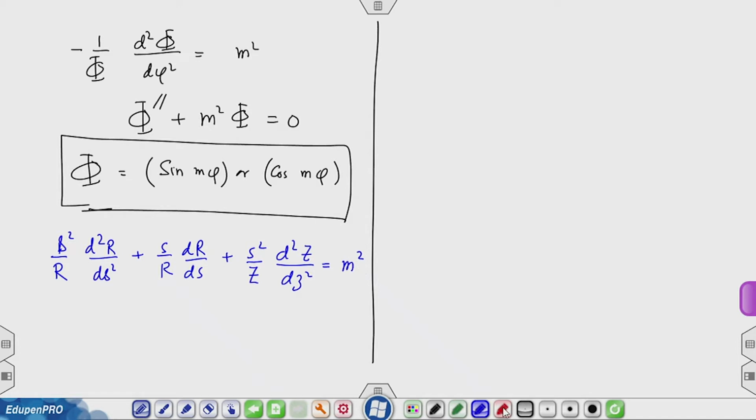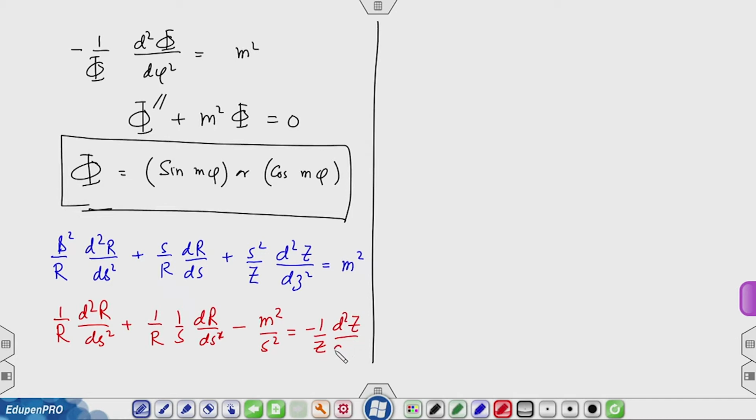I'm going to again bring s and z dependence on two sides of an equation, and therefore write this as 1 over R d2R ds square plus 1 over R 1 over s dR over ds minus m square over s square equals minus 1 over Z d2Z over dz square. Again, notice that left hand side is a function of s and right hand side is a function of z alone, and therefore this must be constant.